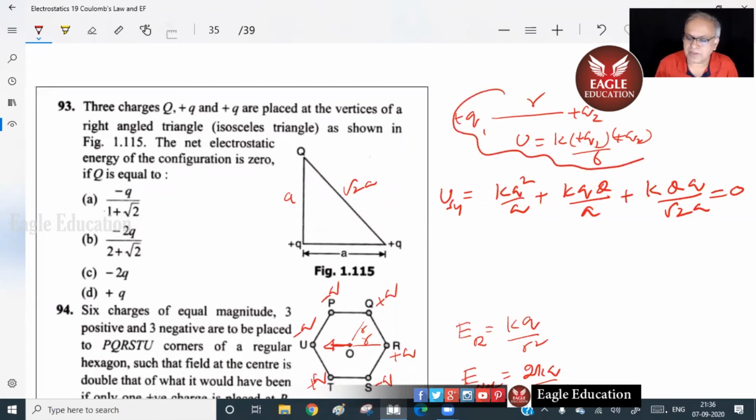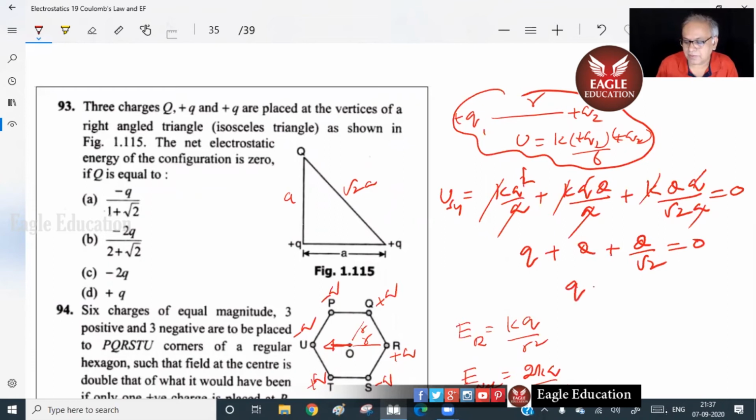So this is the formula for potential energy of 2 point charges. In a system, for every pair of these charges, you will write the same formula. But while writing it, you will take the signs. If it is minus somewhere, you will put minus also. So what do you get from here? K goes, one A goes, one Q goes. So what do I get? Q plus Q by root 2 is equal to 0. So Q equals minus Q into 1 plus 1 by root 2. So you wanted for Q. So minus Q by 1 plus 1 by root 2. We have the answer. Check it.